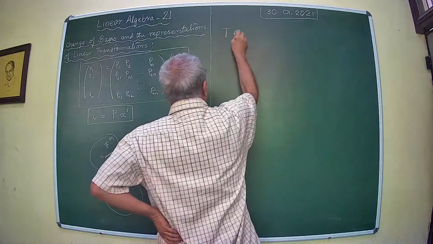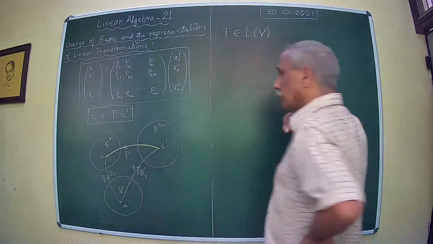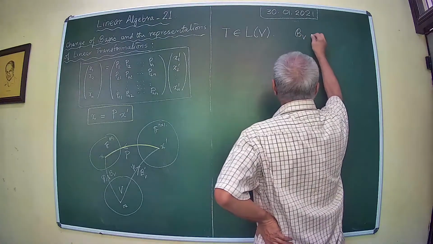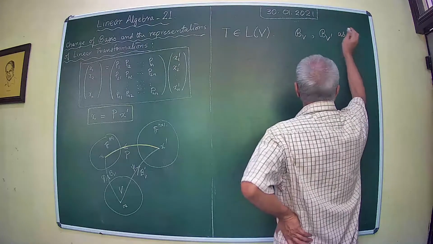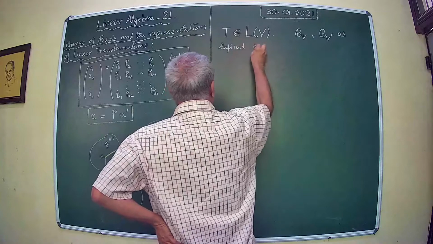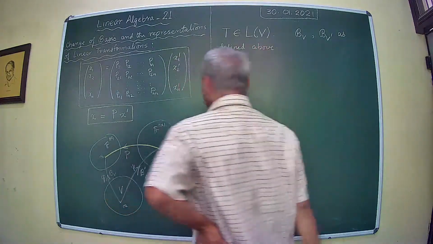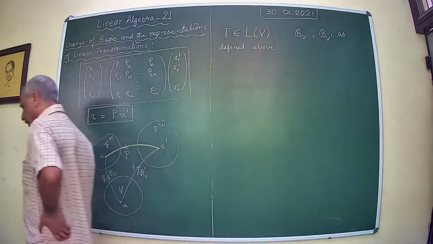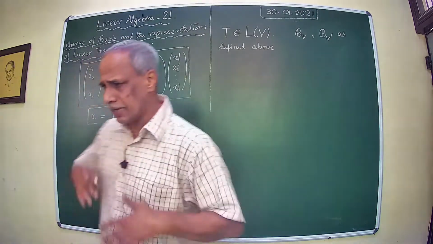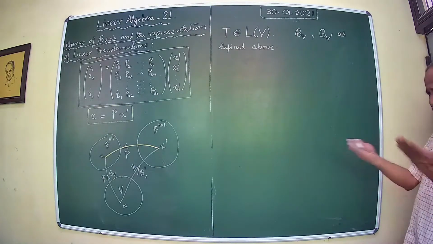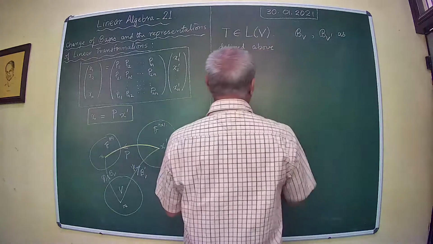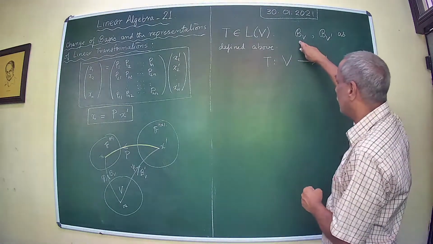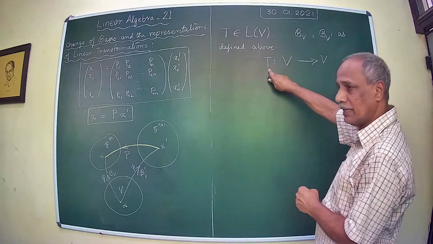Look at a T belonging to L of V. That is, both the domain space and the range space are taken as the same. And then we have the ordered basis BV and the ordered basis BV prime as defined earlier. Now the question that you ask is this. Okay, we keep the same basis for the domain space as well as the range space. We are not going to change it. We'll take a more general scenario in the next stage. So we have T as a linear map from V to V, and V has an ordered basis BV. So we have a certain matrix representation for T with respect to BV.